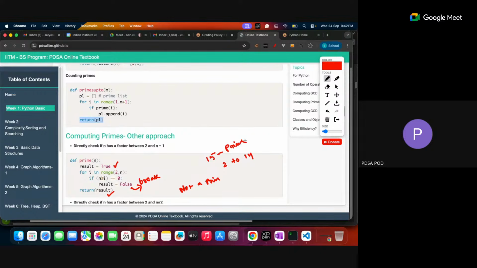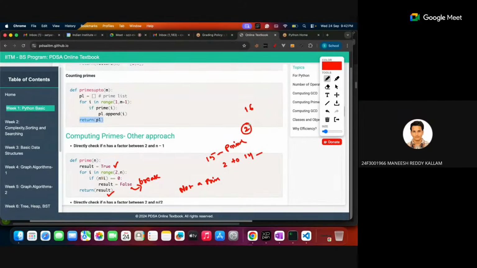If it is prime, it goes 2 to 14 times. If it is not a prime, it stops in between. For example, if my input is 16, it will be stopped at 2 itself, right? Yes, sir. Because by 2 itself it is divisible. We got a false, immediately break, immediately we got the result.